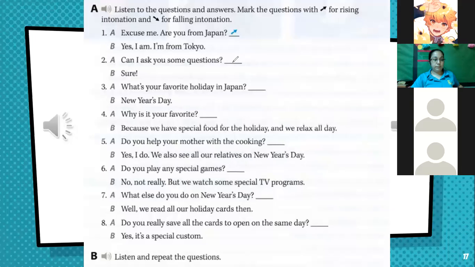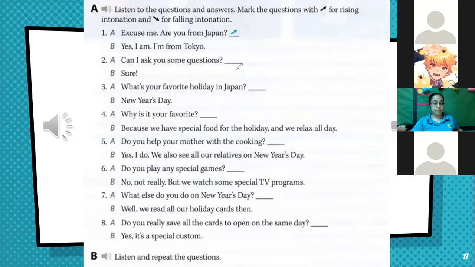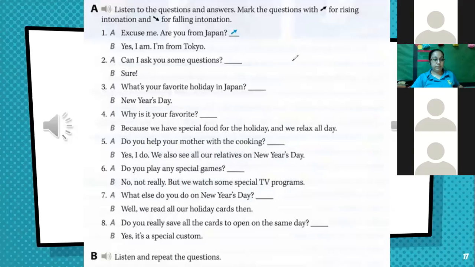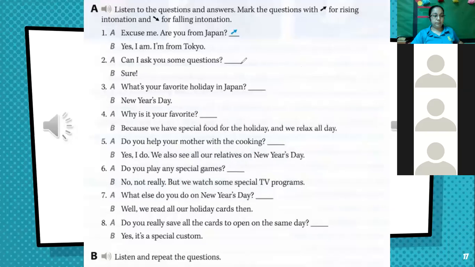Okay, rising. Number 2. Can I ask you some questions? Okay, let me check. Aaron, tell me, what is number 2? Number 2 is rising. Rising? Okay. Are you sure? No, this one is falling intonation. Okay, why? Okay, I give you a clue. When you have informative questions, okay, so you start with the WH, okay. I am sorry, this one is rising. Yeah, are you sure? Yes.